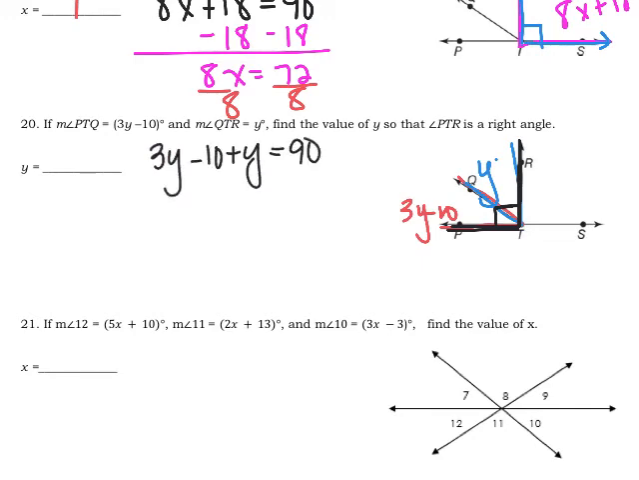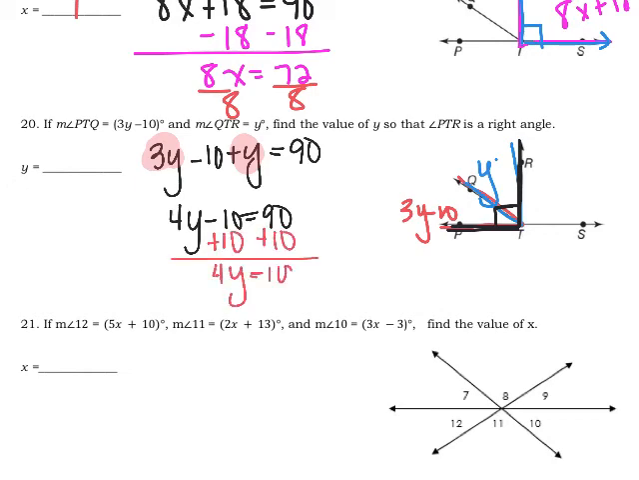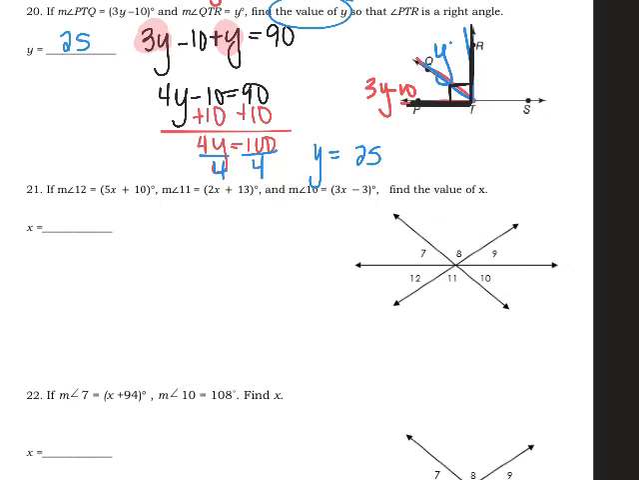All right. Remember, they're on the same side. If they're on the same side, just put them together. What's 3y plus y? 4y. What should we do now? Add the 10. 4y equals 100. If I divide them both by 4, what is your y equal to? 25. And all they wanted you to do was find y. All right. Let's go to the last two, okay?